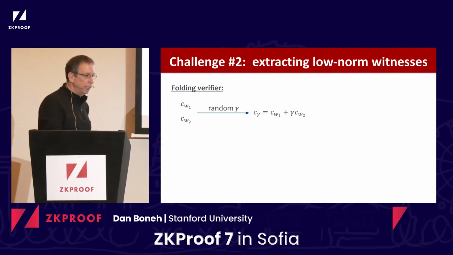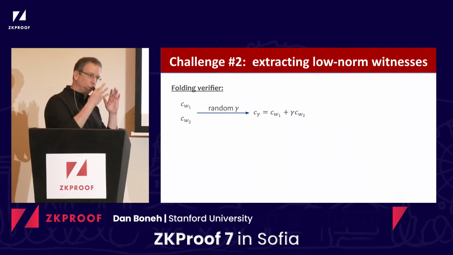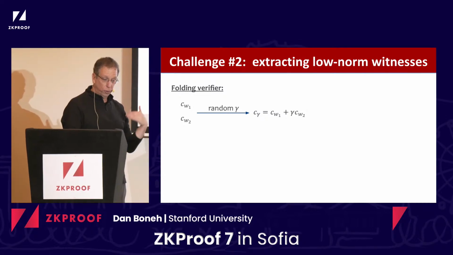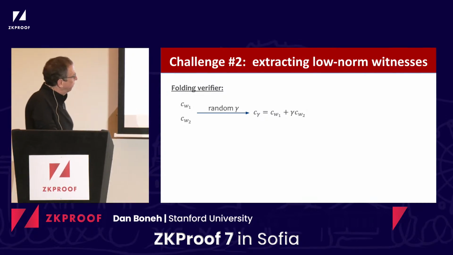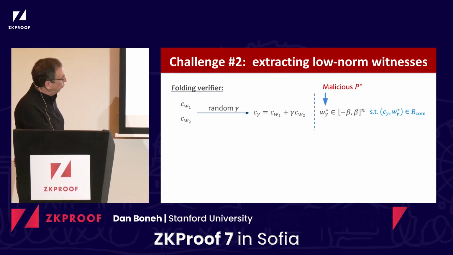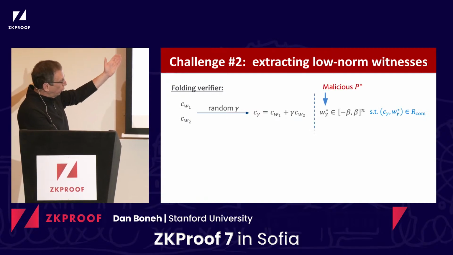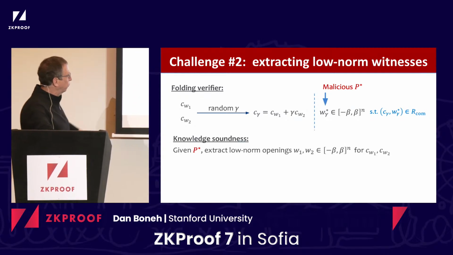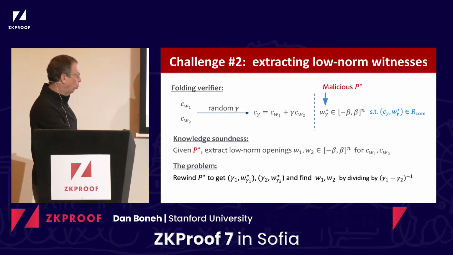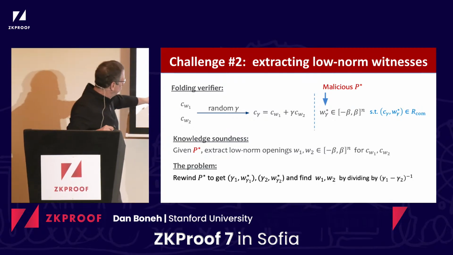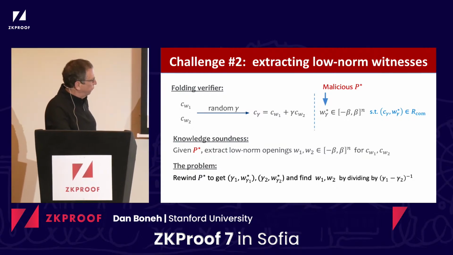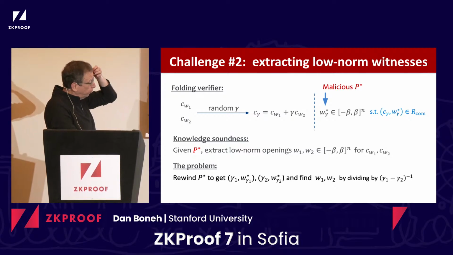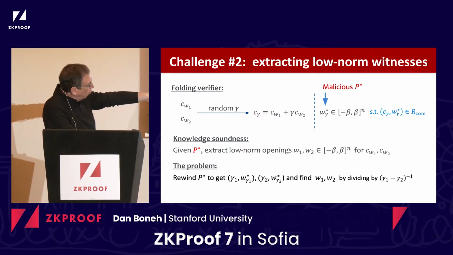The bigger problem is we have to build an extractor, right? The way reductions of knowledge work is, you have to show that you can extract witnesses for the original statements from a witness for the folded statement. Of course, the problem is when you try to do that, the adversary could give you an arbitrary malicious witness. And the problem with this, as usual, is when you try to extract twice, you end up multiplying. So here, we rewind, we get our 2 witnesses from which we're trying to extract. And the way we extract is we have to multiply by this gamma 1 minus gamma 2 inverse.